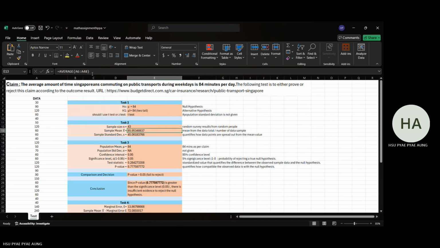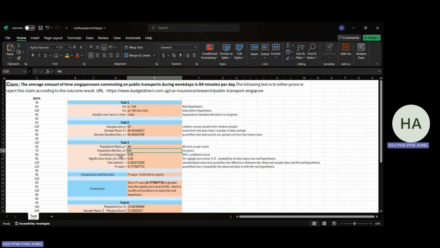value. For the sample standard deviation, which shows how far or close the data points are clustered around the mean value, we use the formula STDEV.S in Excel and input the data points into the function. The population mean is 84 minutes as per claim, and population standard deviation is not given for this test.